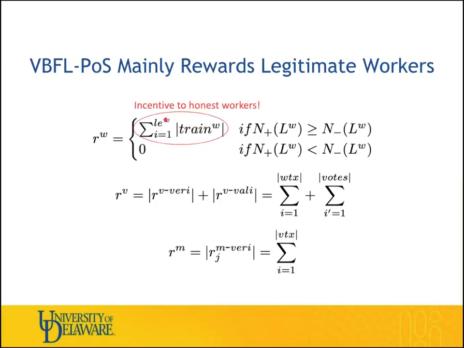Also, we reward the worker proportionally to their number of training samples and the local epochs to incentivize the workers to bring more training data and perform more local epochs to help the learning process converge faster, if not overfitting.